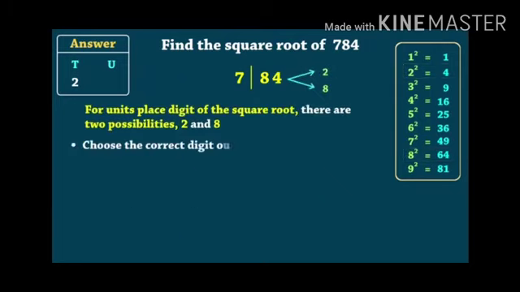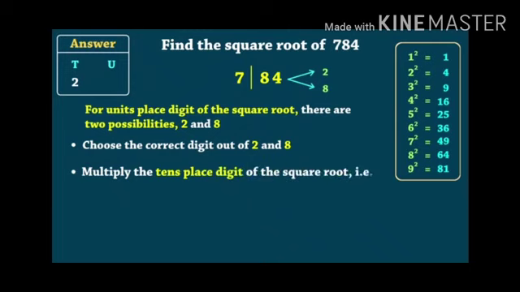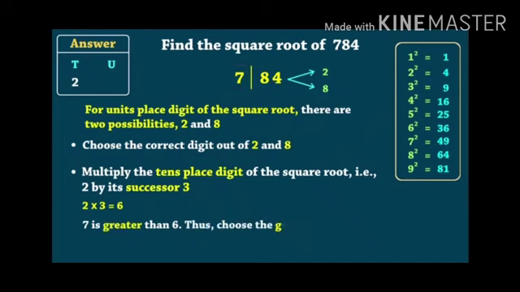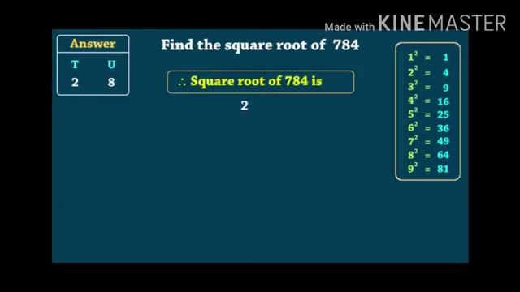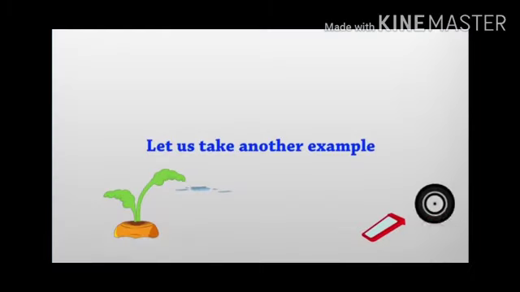Multiply the tens place digit of the square root, that is 2, by its successor, that is 3. Now 2 threes are 6. 6 is smaller than 7. So we will take the bigger number as the units place. 8 is greater than 2, so the units place will be 8. So the square root of 784 is 28.